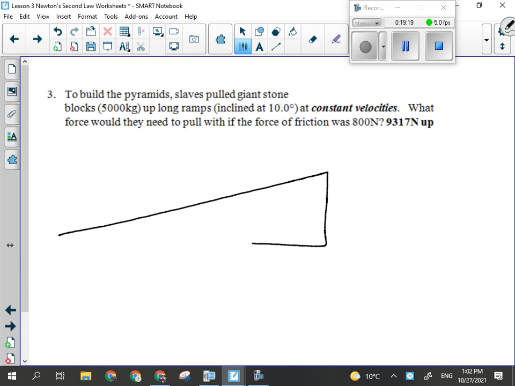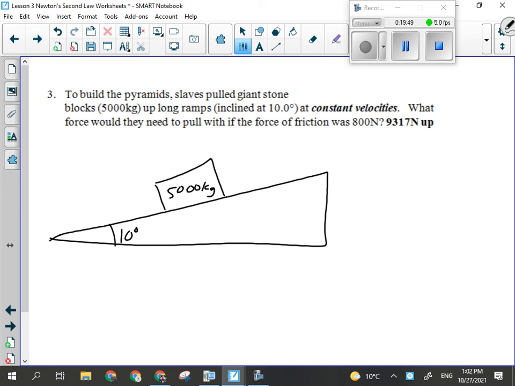We have these big ramps that were used to pull the big bricks, stones that were used to build the pyramids. They're angled at 10 degrees. The blocks are huge, 5,000 kilograms, and they're pulled at constant velocities. What does that tell us? Acceleration is 0. So thus, what else is 0?